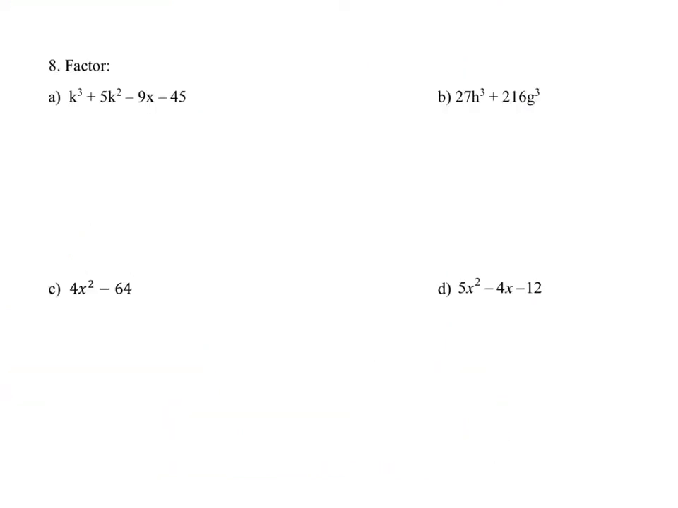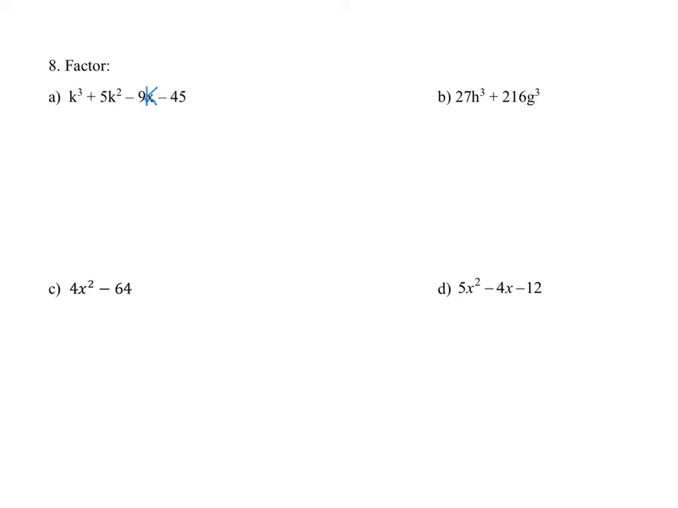The next one's factoring. One typo here: part A should say k over that x there. Sorry. All right, so the first type of factoring that's in this question is grouping. It's grouping because this has 4 pieces.